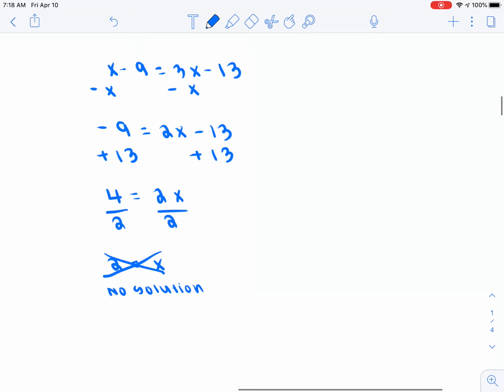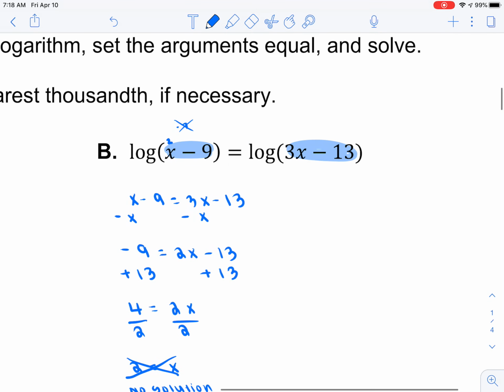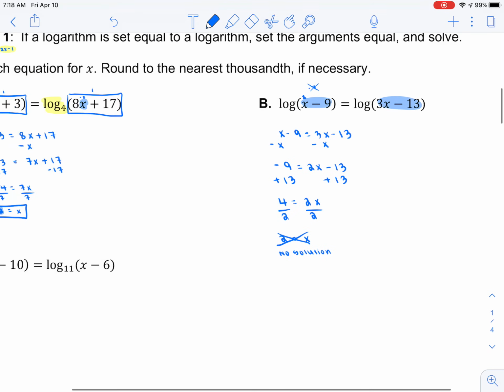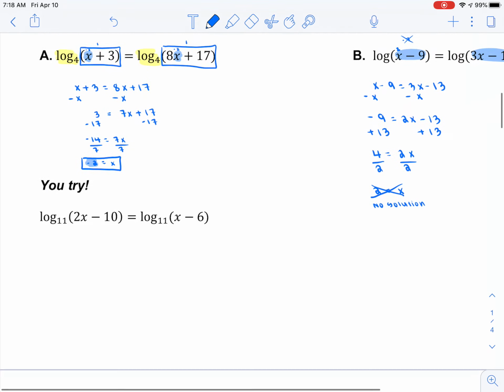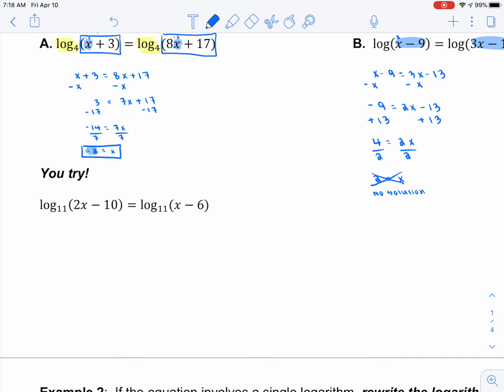So notice how I only checked the first log. If I had checked the first one and it was positive, I would then have to check the second one for that being negative. But if it breaks the rule for one, it's not going to work, and it doesn't matter if it works for the other. Now, what I ask that you do at this time is pause the video and complete the you try on your own.